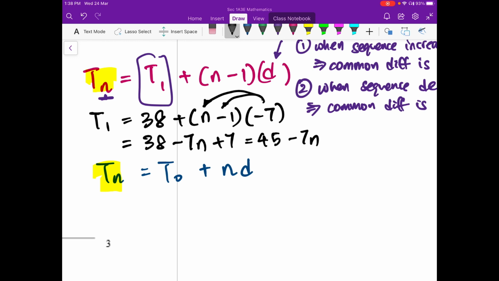Now, how about if you don't like this method, because it involves an expansion? Then I introduce you to another one, the one in blue. Tn is T0 plus nd. No expansion required, but the catch is, you need to know what's T0. What's T0? Okay, so here we have T1, T2, T3, T4, right? If I want to go the other way, can you do it? Yeah, minus 2. I think you can.